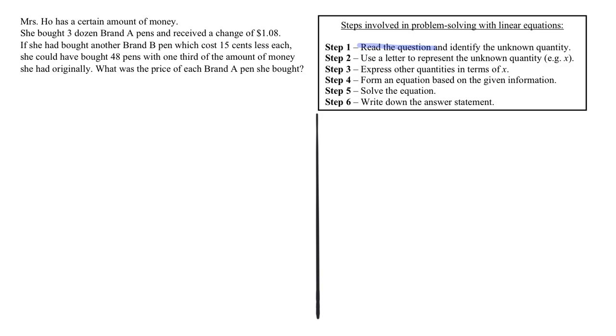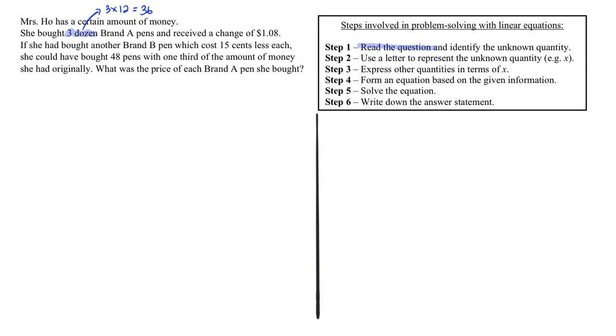Alright, Mrs. Ho has some money. She bought 3 dozen brand A pens. So at this point, I would have taken note that this one would be 36. 3 times 12, 1 dozen is 12, is 36. She also received $1.08 after that with this amount of money.